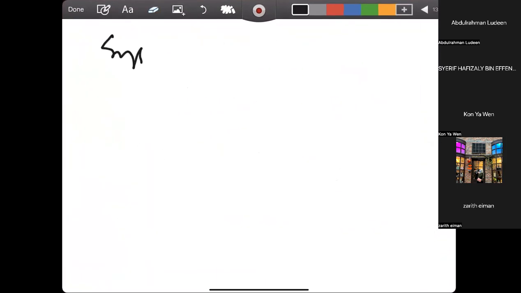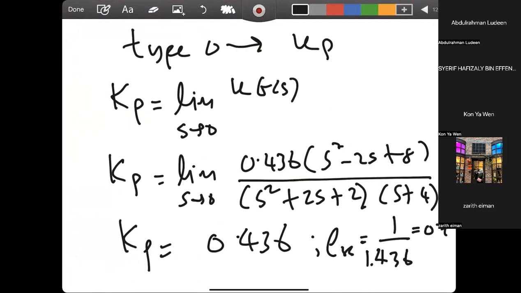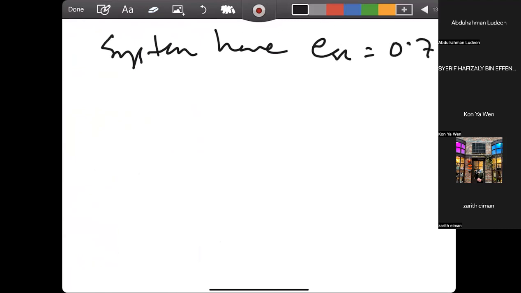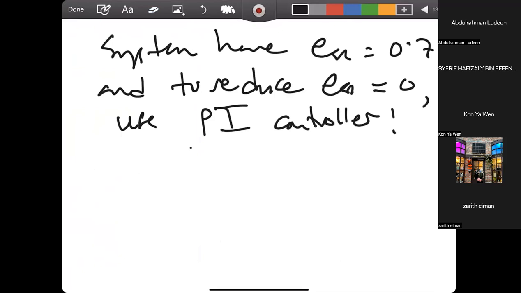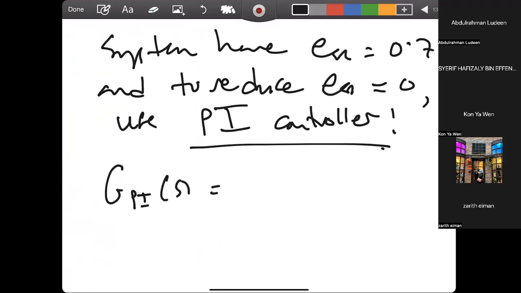The system's steady state error of 0.7 is quite big. And to reduce ESS to 0, use a PI controller. Okay. So what is the PI controller that you suggest for this?